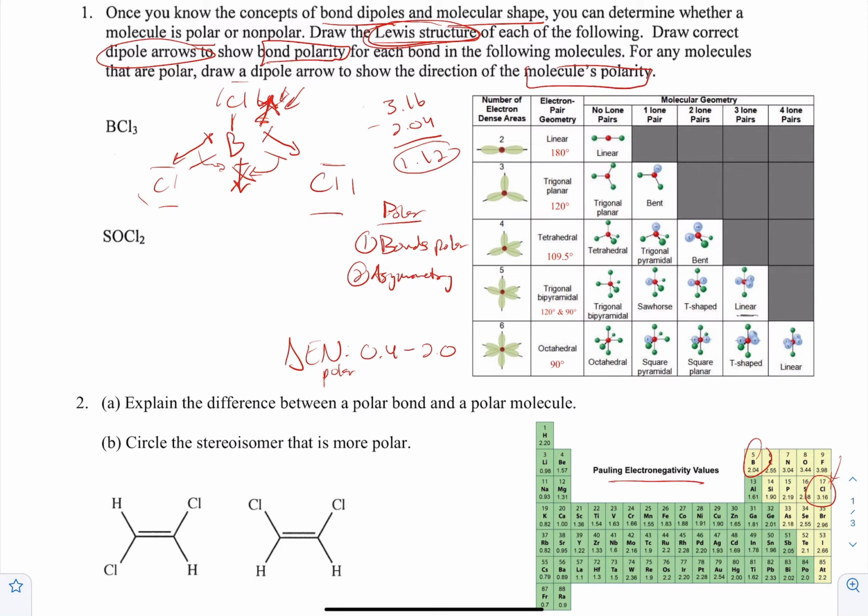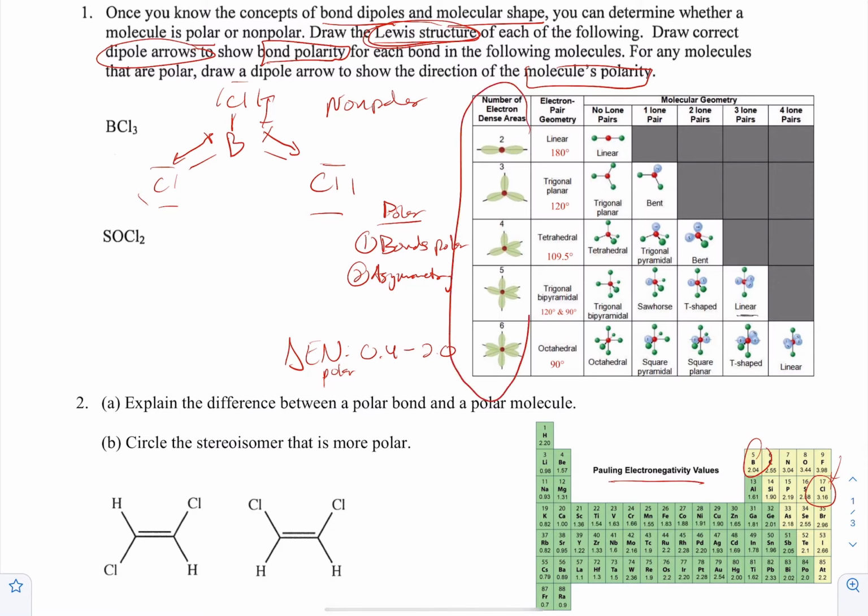And so what ends up happening is all these dipoles, even though they exist, end up canceling each other out in terms of the overall polarity of the molecule. So this is actually a nonpolar molecule, okay? Nonpolar. And so we don't need to draw a dipole arrow of the molecule's polarity because it's a nonpolar molecule, okay? So that's how you're going to want to think of it.